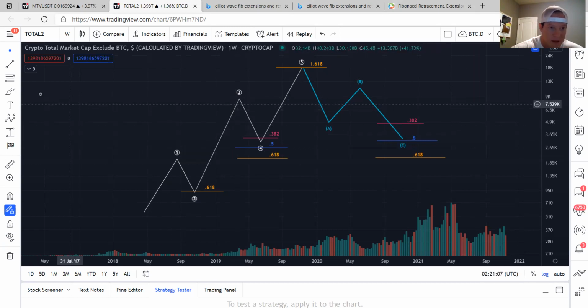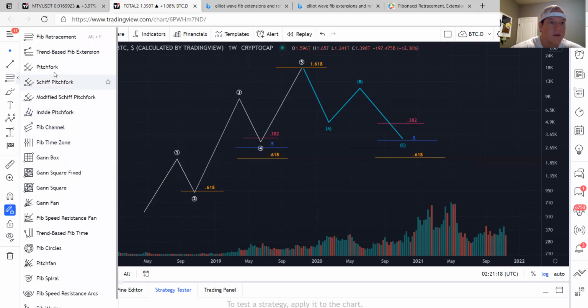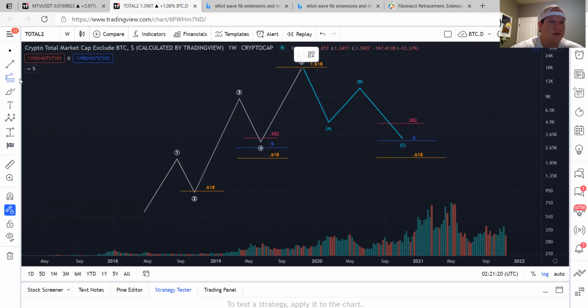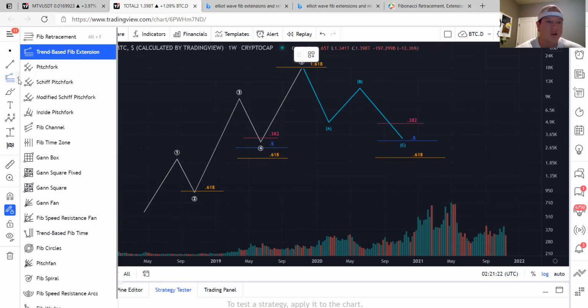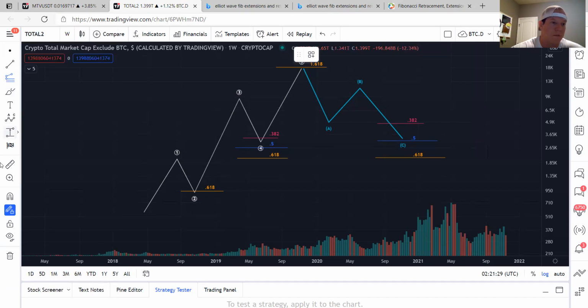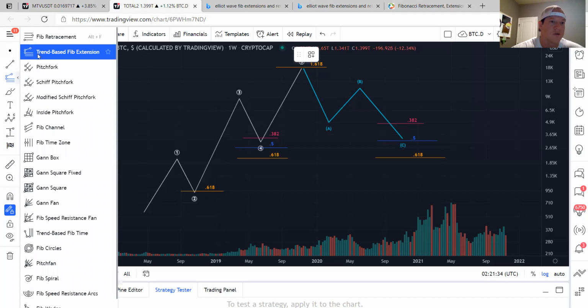So basically, let's assume this is our price. Price moved up to this leg here, wave 1, 2, 3, 4, 5. So how do you predict where the price is going? First, if you're not familiar with TradingView, that's all I use, tradingview.com. You've got your toolbar over here. You've got your trend-based fib extension tool, and then you have your fib retracement tool. Those are the two tools we'll be using.